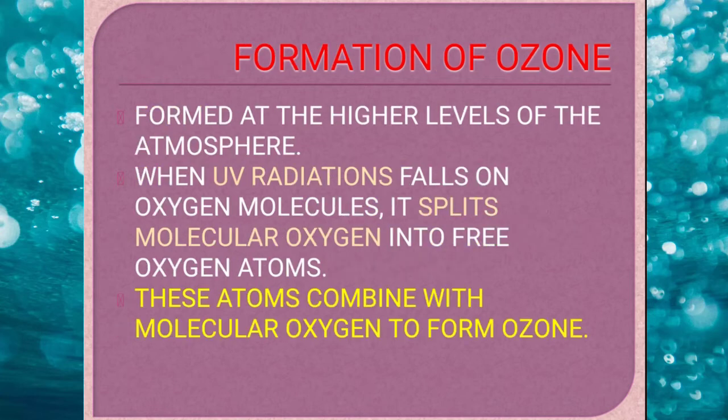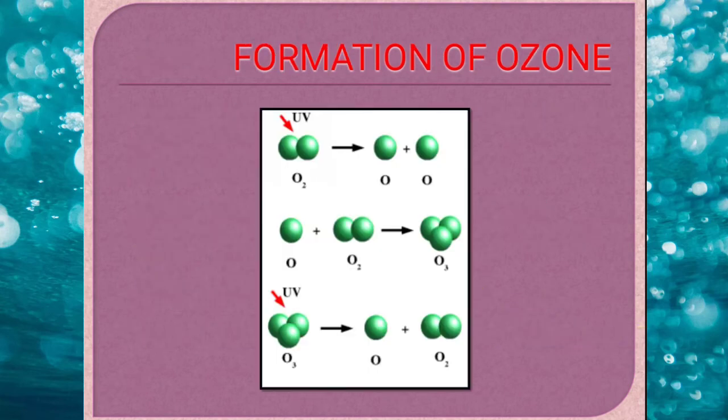Formation of ozone. Ozone is formed at higher levels of the atmosphere. When UV radiation falls on oxygen molecules, it splits molecular oxygen into free oxygen atoms. These atoms combine with molecular oxygen to form ozone. Here you can see the formation of ozone. Higher up in the atmosphere, UV radiation helps to split the oxygen molecule into oxygen atoms. One of the oxygen atoms again reacts with an oxygen molecule to form ozone. So this is how ozone is formed.